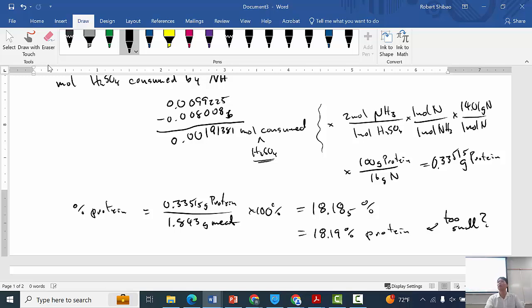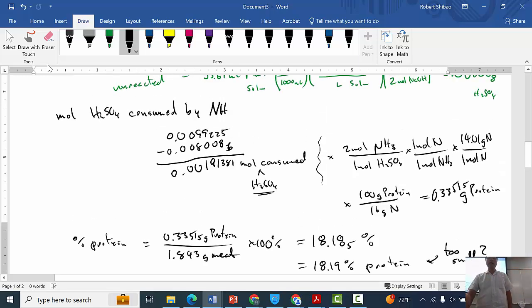This number seems too small. If it's meat, it seems too small. So maybe I made an error. So what I would do is I'd go back and check if I made an error somewhere. But this is basically how you'd figure it out. It's kind of a convoluted titration. They could have gotten the titration done in fewer steps. But since you already spent time, I'll leave it on there. It's just one question out of all of them. Or maybe I'll just delete it. Or just make it extra credit. I may just do that. Okay. Any other questions?